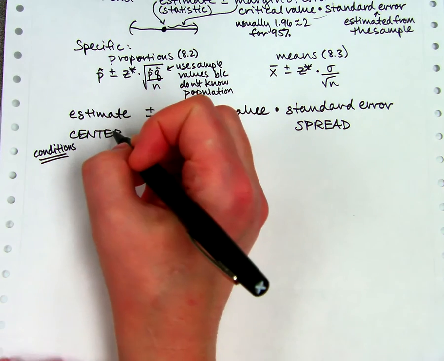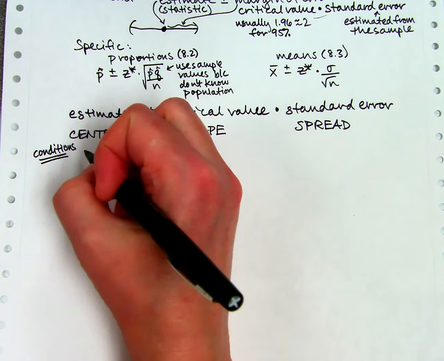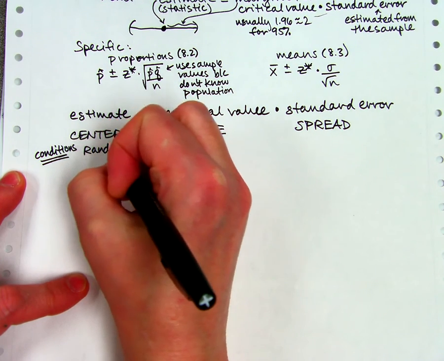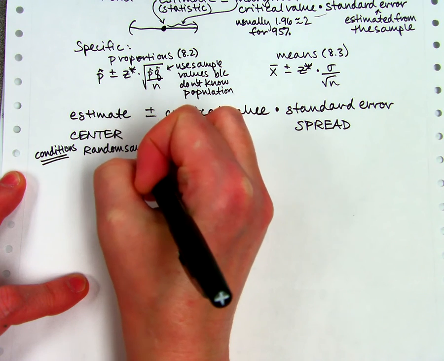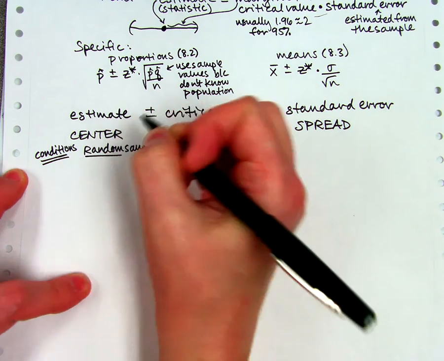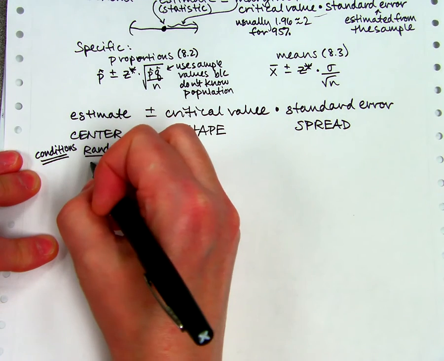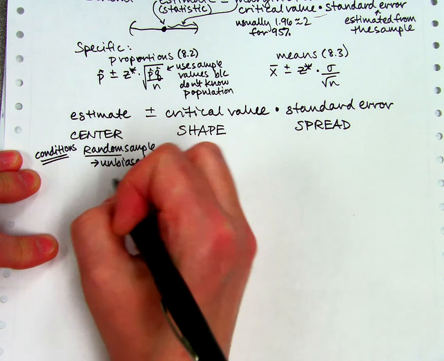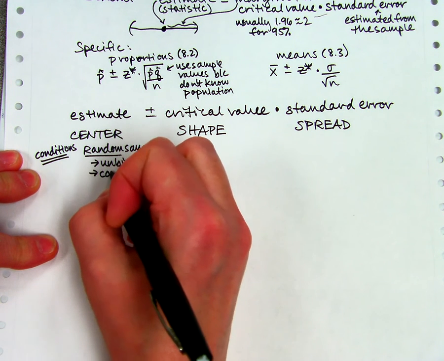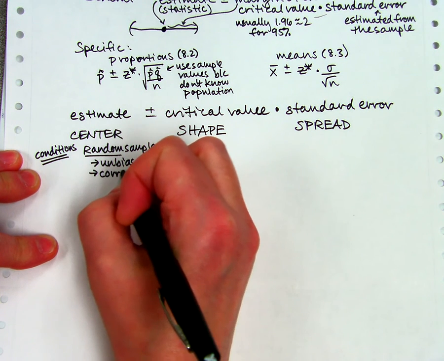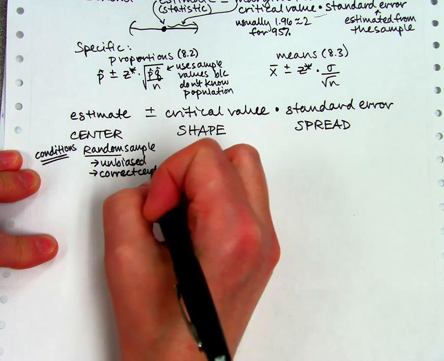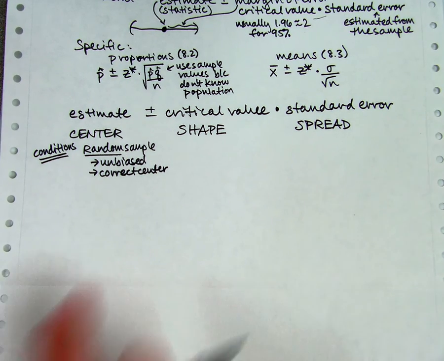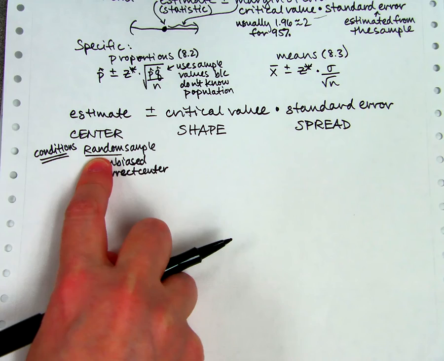The center will be unbiased if you have a random sample. So if you have a random sample, that means you end up with an unbiased estimator, and that means you have the correct center for your interval. So that's how you accomplish that unbiased center. So this piece works if you have a random sample.